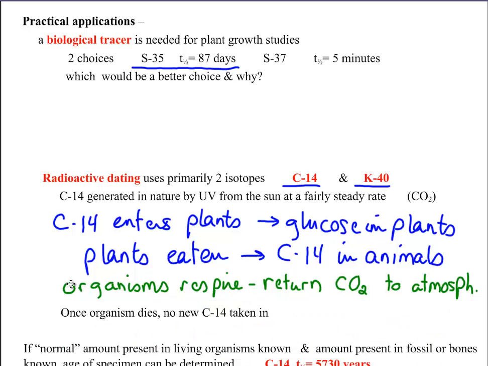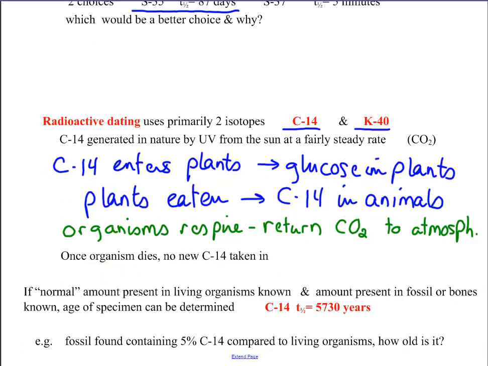Now what happens when the organism dies? Well, it doesn't take in any more carbon-14, so the amount present can only decrease. So if we know the normal or the standard amount present in living organisms for that time period, and we can measure the amount of carbon-14 present in fossils or bones of a specimen, we can figure out its age. The half-life for carbon-14 is very well known. It's 5,730 years.